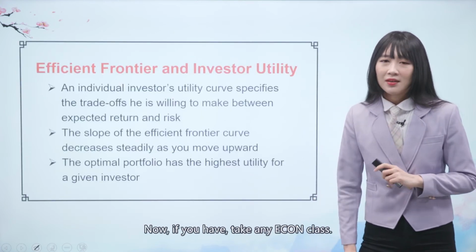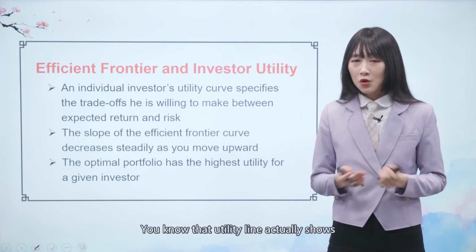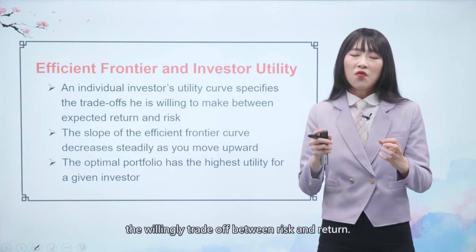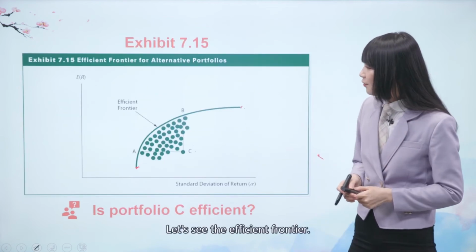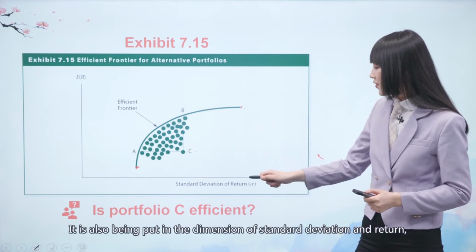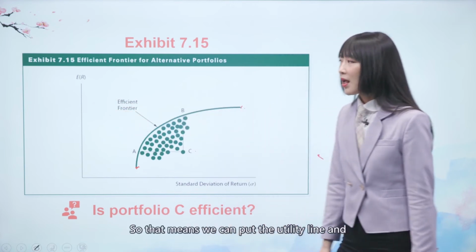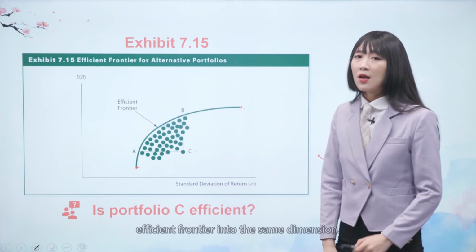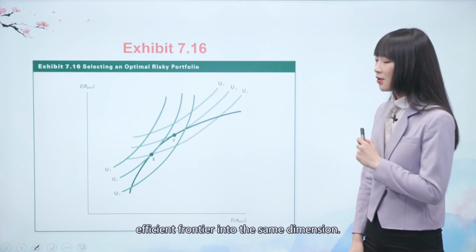utility line. Now, if you have taken any econ class, you know that the utility line actually shows the willing trade-off between risk and return. So, let's see the efficient frontier. It is also being put in the dimension of standard deviation and return. So that's our x, that's our y. So that means we can put the utility line and efficient frontier into the same dimension.